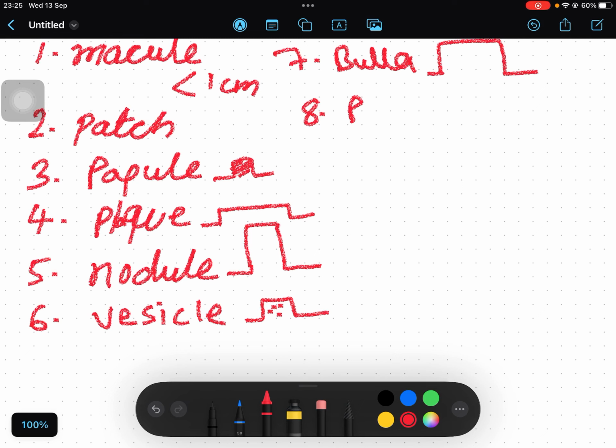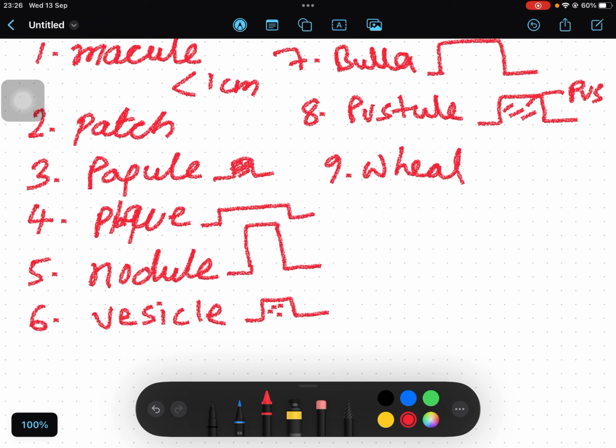So the next is pustule. Pustule is also a raised lesion, but it contains pus. So it contains pus instead of clear fluid. If it was a clear fluid, we will call it vesicle. If there is pus, we call it pustule. So the other one is wheal. So wheal is also a raised lesion. It's commonly known as hives. It is usually present in urticaria and it is itchy.